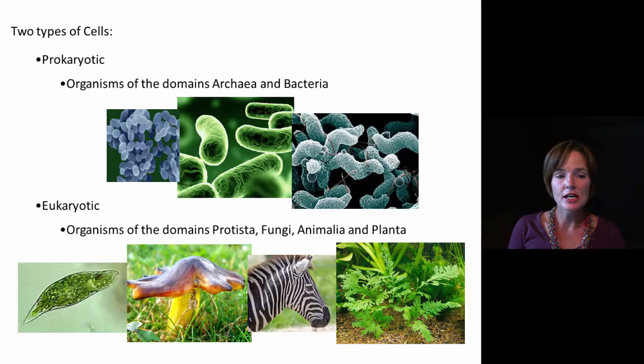There are two types of cells, and we call them prokaryotic and eukaryotic. There are some definite differences between the cells structurally, and we do find them composing different organisms. So prokaryotic cells tend to be the simpler cells, and these are found only in organisms from the domains archaea and bacteria. They're really tiny cells, and we've talked about the features of those.